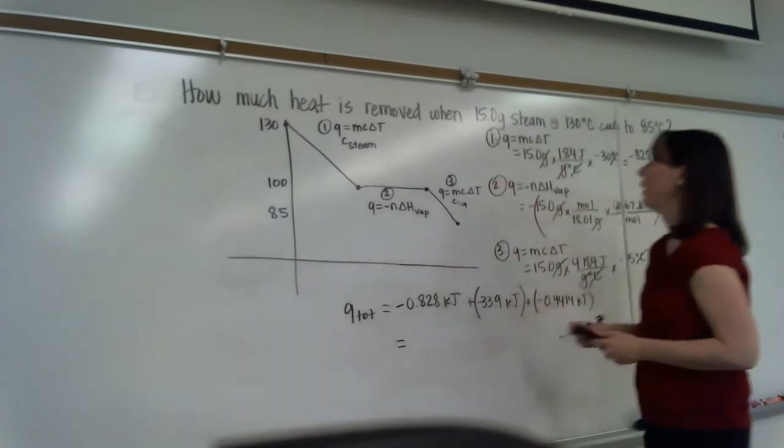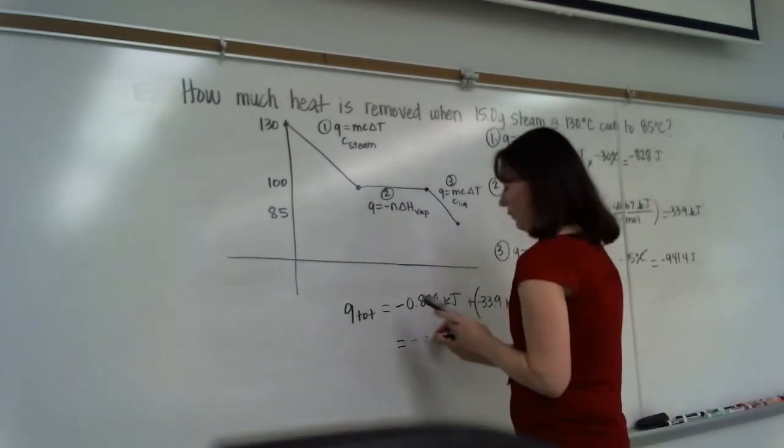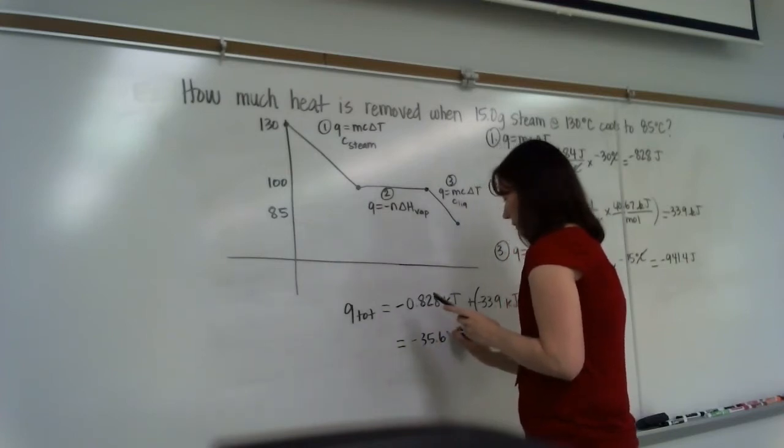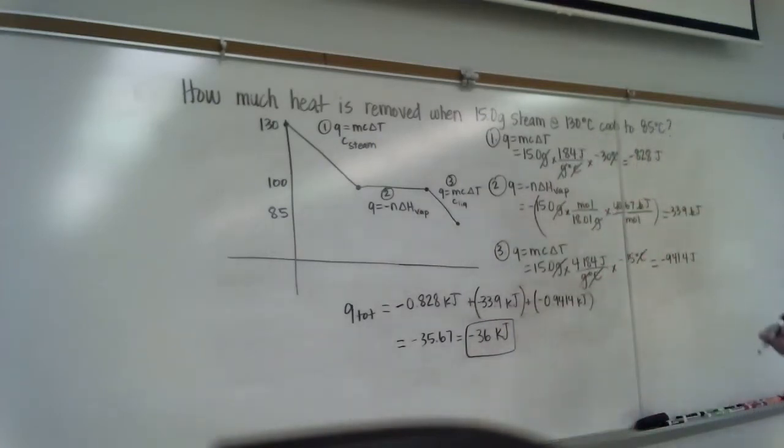So my final answer, when I round to 2 sig figs: negative 0.828 plus 33.9 plus negative 0.9414. My final answer is negative 35.67, which rounded to 2 sig figs is negative 36 kilojoules. That's the amount of energy that has to be removed, right? Is it okay to have a negative Q? Yes, that means that's energy that you are taking out of the system.